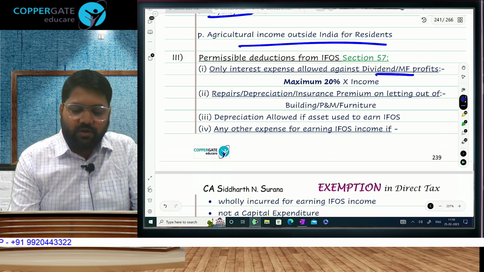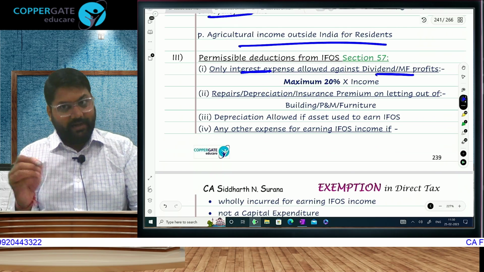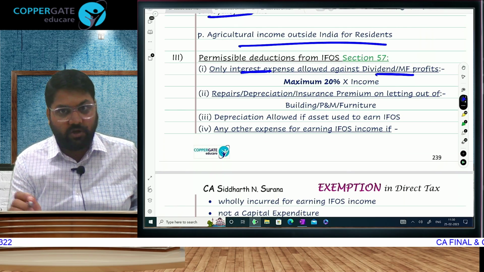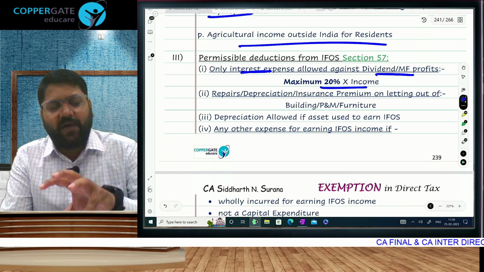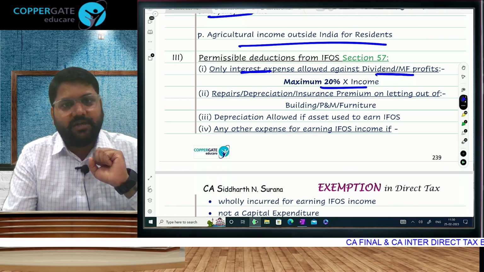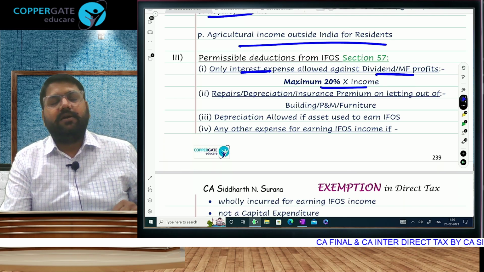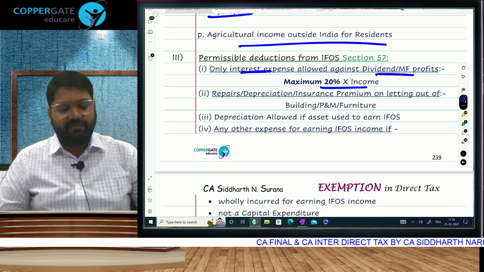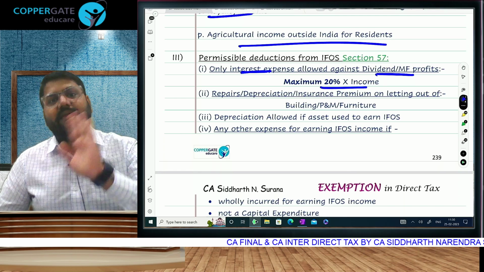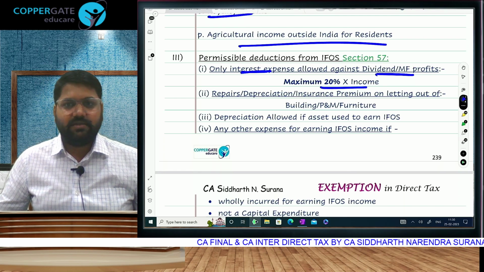Against dividend and mutual fund, only interest is allowed. Other bank collection charges or manager or office expenses are not allowed. Only interest, that also maximum 20%. So if your dividend is 5 lakh, you have 80,000 interest expense and 30,000 office expense. Office expense not allowed, 80 is within 20% limit. So it will be allowed. If interest was 1.10 lakh, we would have restricted it to 20%, that is 1 lakh.